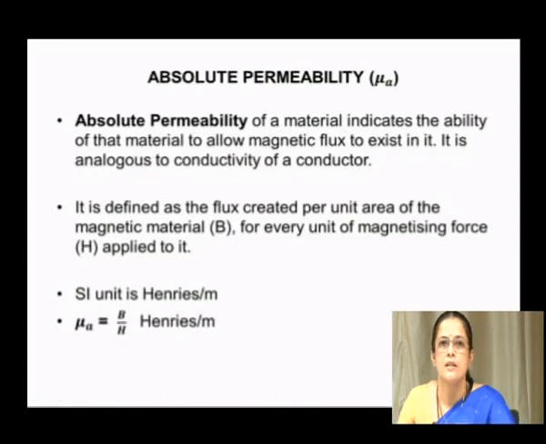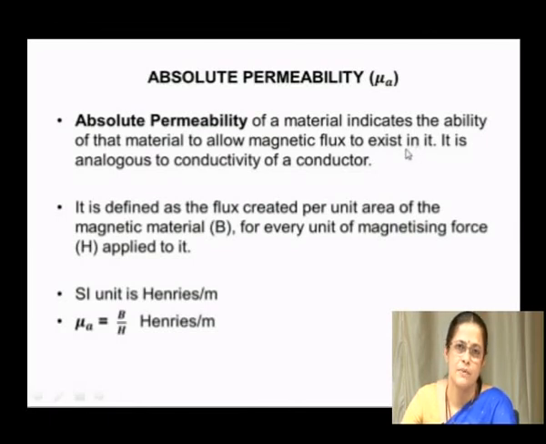Now, let us see the definition of absolute permeability, which is represented as mu a. Absolute permeability of a material indicates the ability of that material to allow magnetic flux to exist in it. So, it is very much similar.